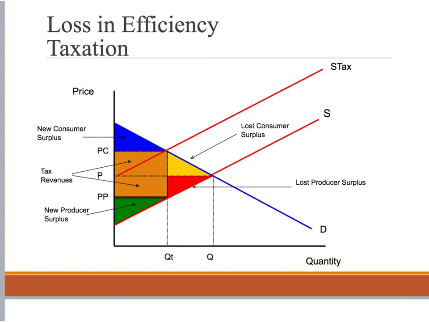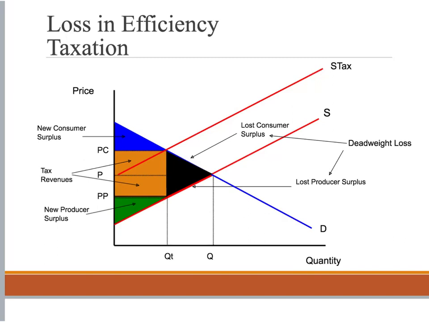The yellow triangle represents the loss to consumer surplus, and the red triangle represents the loss to the producer surplus, which combined together are referred to as deadweight loss. Deadweight loss is the loss of welfare, or the loss of utility, or the loss of profit or benefit for market participants. It results from taxes or other protectionist policies or other externalities, which we'll get to in Chapter 5.